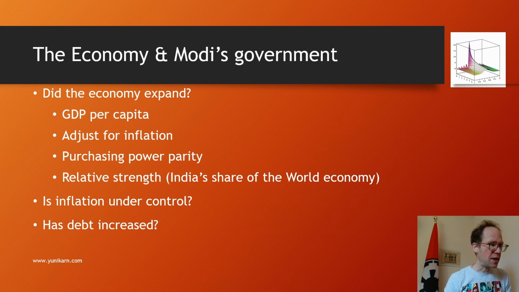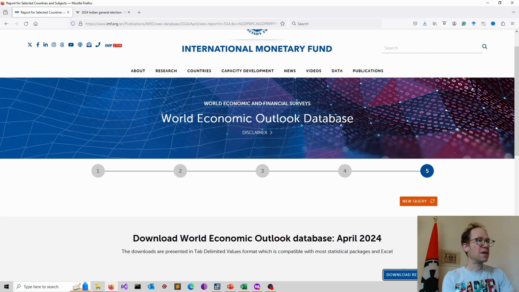Finally, I ask, has debt increased? So here the focus will be on government debt. Of course, in India you have a central government and you also have all the different states, so things are a little bit more complicated. I will be using figures provided by the IMF World Economic Outlook database.